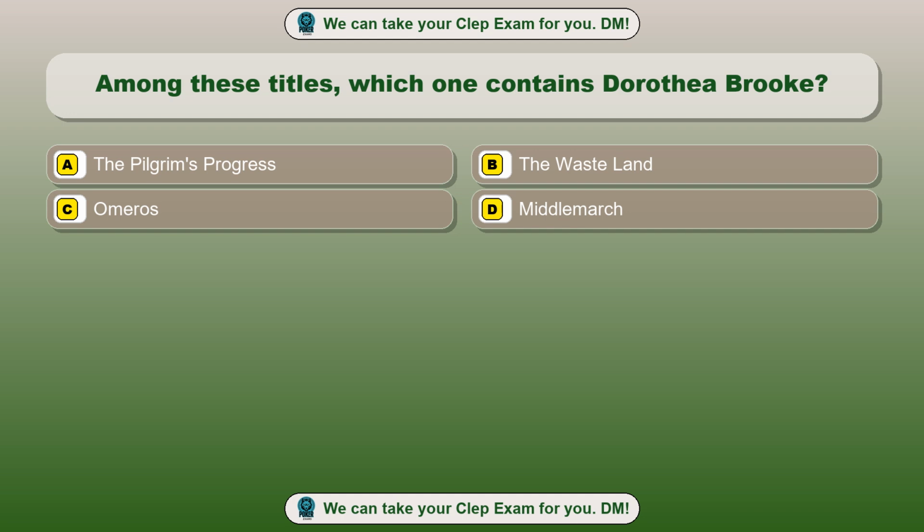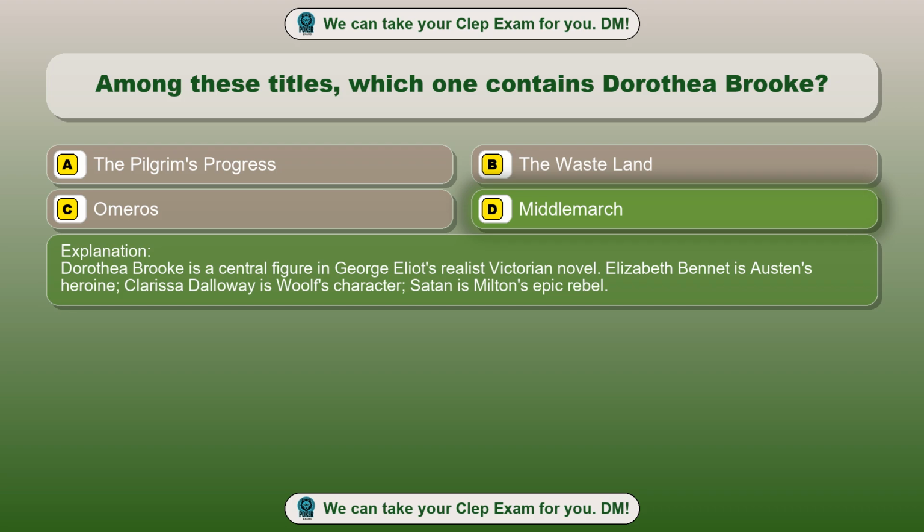Question 69. Among these titles, which one contains Dorothea Brooke? Option A, The Pilgrim's Progress. Option B, The Wasteland. Option C, Oroonoko. Option D, Middlemarch. The correct answer is option D, Middlemarch. Dorothea Brooke is a central figure in George Eliot's realist Victorian novel. Elizabeth Bennet is Austen's heroine, Clarissa Dalloway is Woolf's character, Satan is Milton's epic rebel.